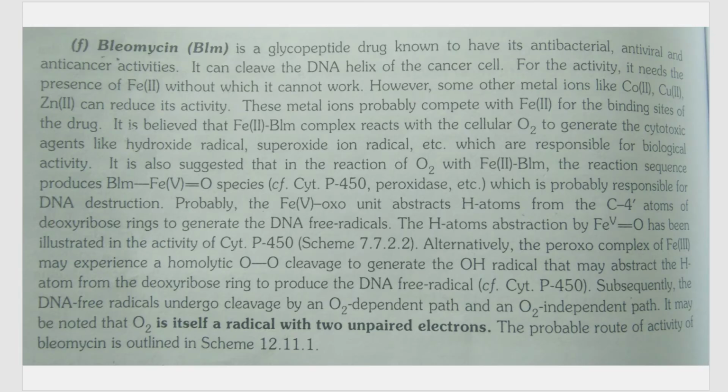Next is bleomycin. This is a glycopeptide drug. It has antiviral, antibacterial, and anti-cancer properties. You know that cancer means there is mutation of the DNA. So what this drug does is cleave the DNA helix of the cancer cell. That is, it will repair the DNA which has undergone damage because of cancer. But for its activity to take place, it should have iron metal in it, without which it will not work. If iron is not there, this drug cannot work.